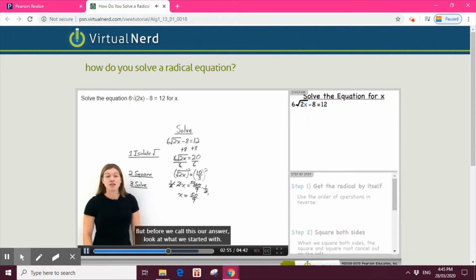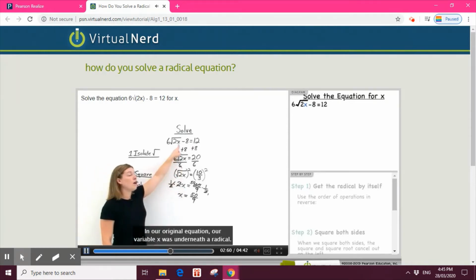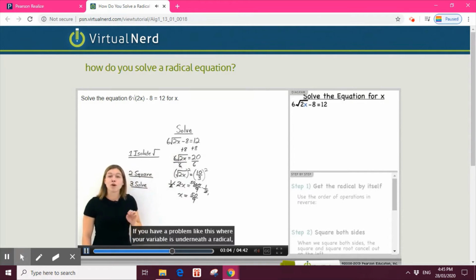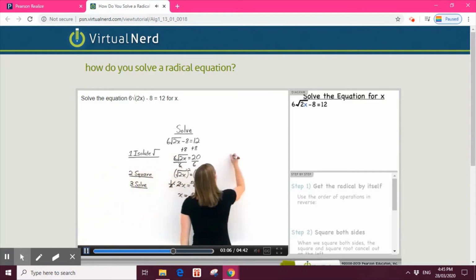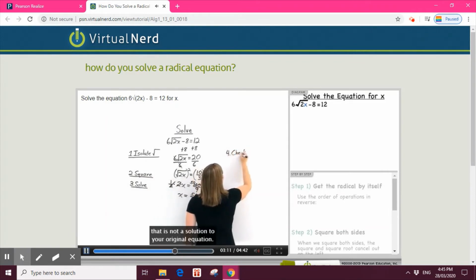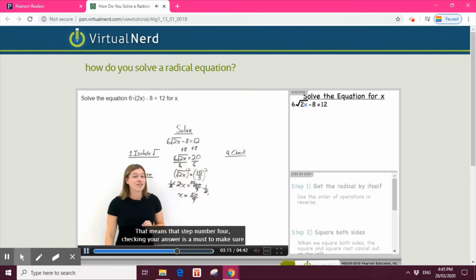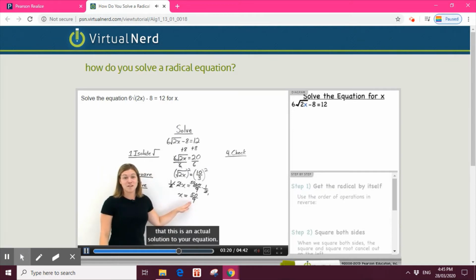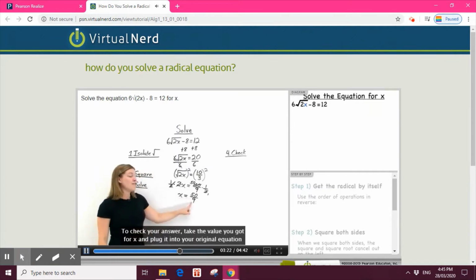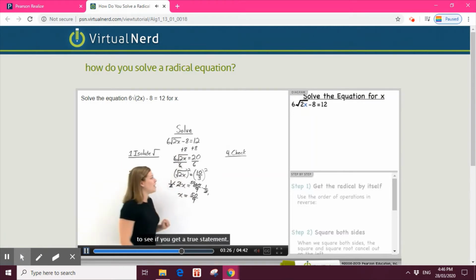But before we call this our answer, look at what we started with. In our original equation, our variable x was underneath a radical. If you have a problem like this where your variable is underneath a radical, you have the possibility of getting an answer that is not a solution to your original equation. That means that step number 4, checking your answer, is a must to make sure that this is an actual solution to your equation. To check your answer, take the value you got for x and plug it into your original equation to see if you get a true statement.